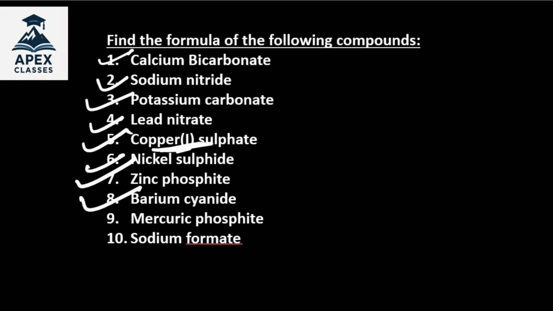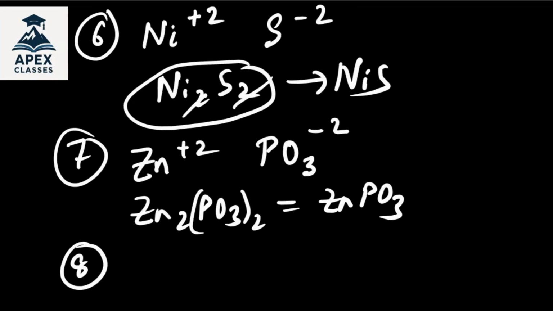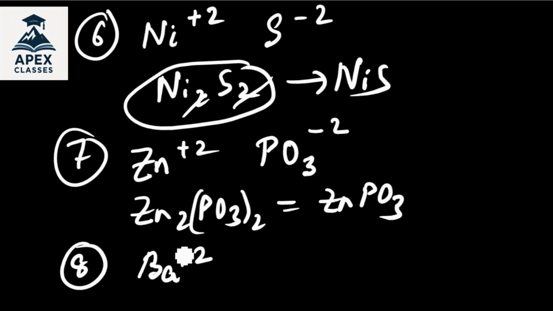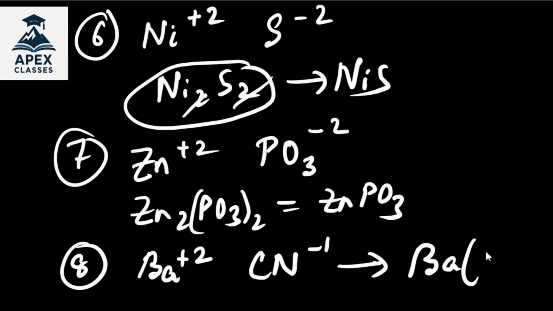Okay, so barium is +2. And then what is written? Barium cyanide. So what is cyanide? Cyanide is -1, right? So CN -1, so it will be Ba(CN)2. I hope this is clear.